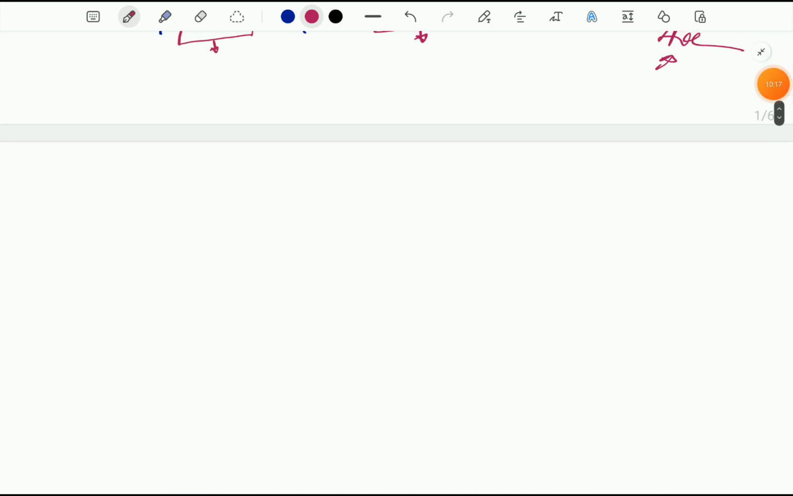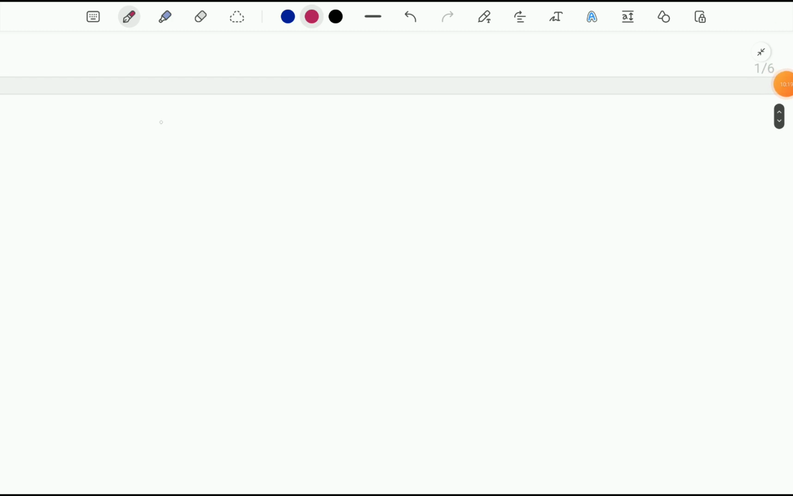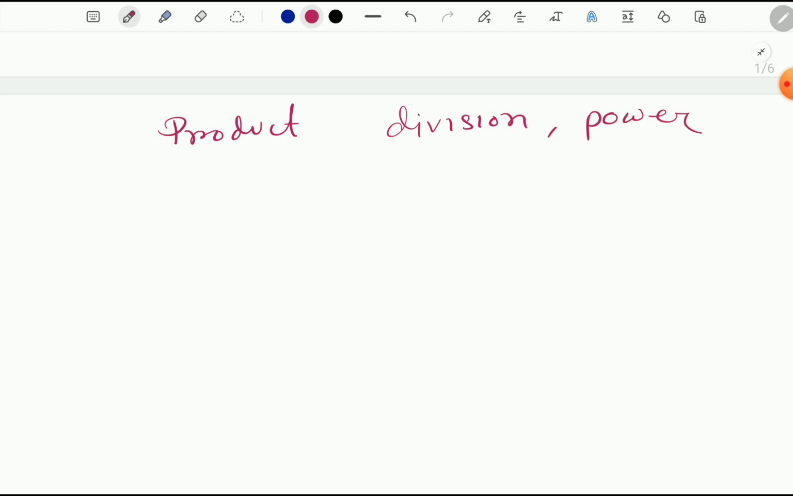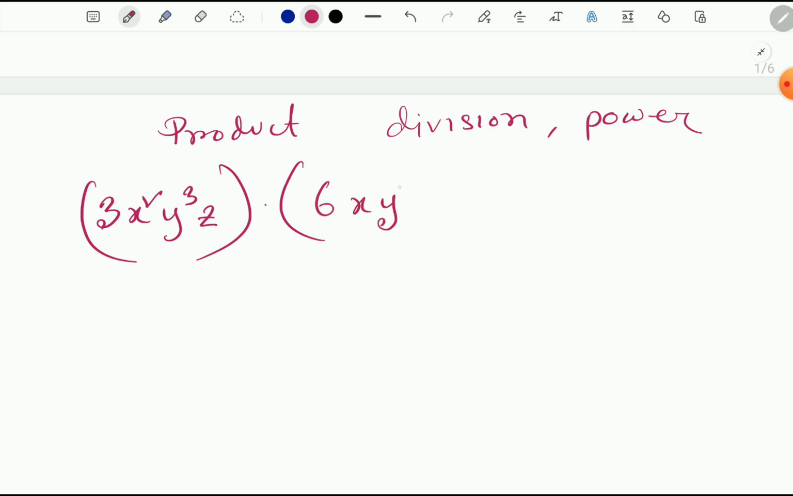Okay, now let's do some operations like product, division, and power. So we'll do some product like 3x squared y cubed z multiplied by 6x y squared z squared. Okay, so you have to multiply these two uninomials.